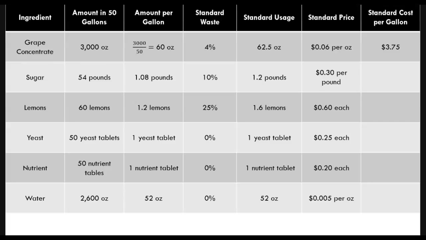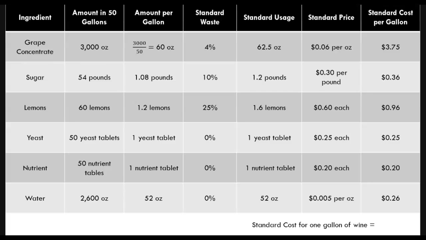Then we continue down. We take the standard usage times the standard price for the other 5 ingredients, and we get all of their standard cost per gallon amounts. The question wasn't asking, though, for the standard cost per gallon for each ingredient. It was asking as a whole. For 1 gallon of this wine recipe, what is the standard cost?